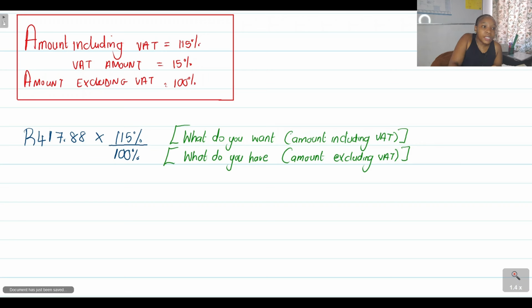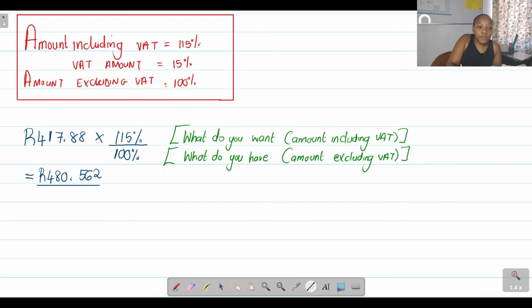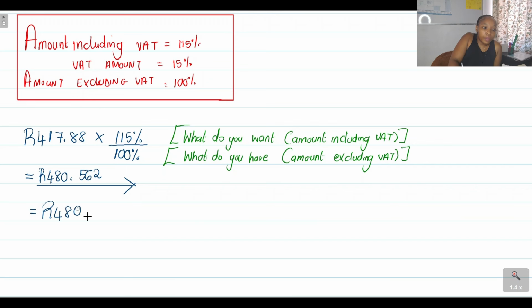And when you punch this into your calculator, guys, what do you get? You'll get 480.562. So I prefer you guys always just using this method. What do you want? What do you have? And we found that the amount that now includes our 15% VAT is 480.56. And if we round that off to 2 decimal places, it's going to be 480.56. Okay, so that is basically it.